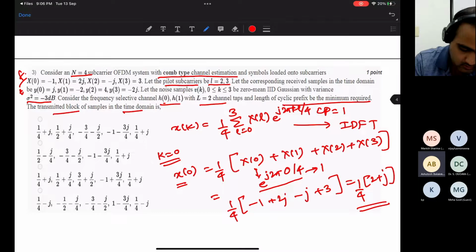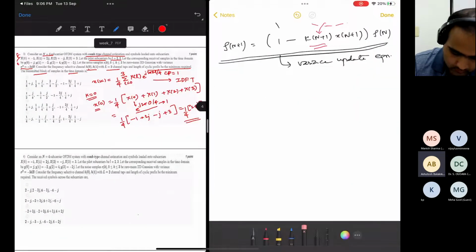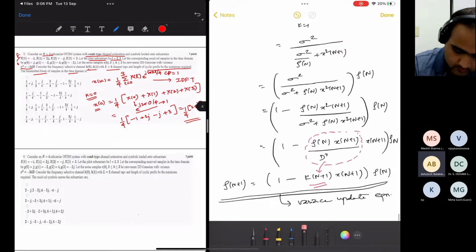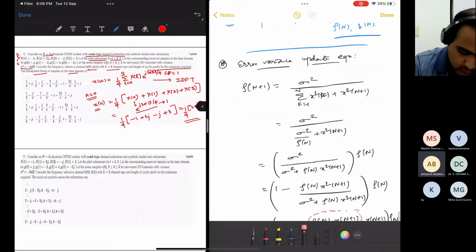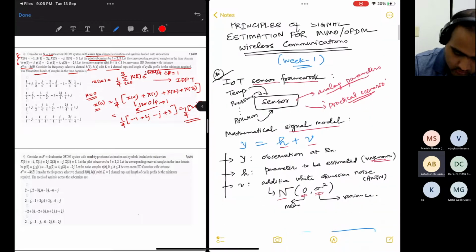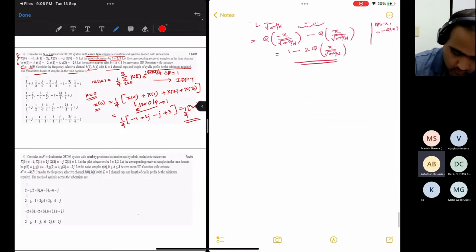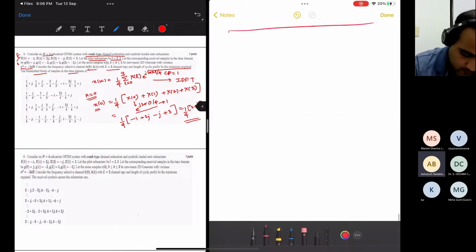Since we have less space, I need to open a note. Just a minute. Okay, which one is this? This is sequential estimation. Just a minute. Just write at the end of this. Right.